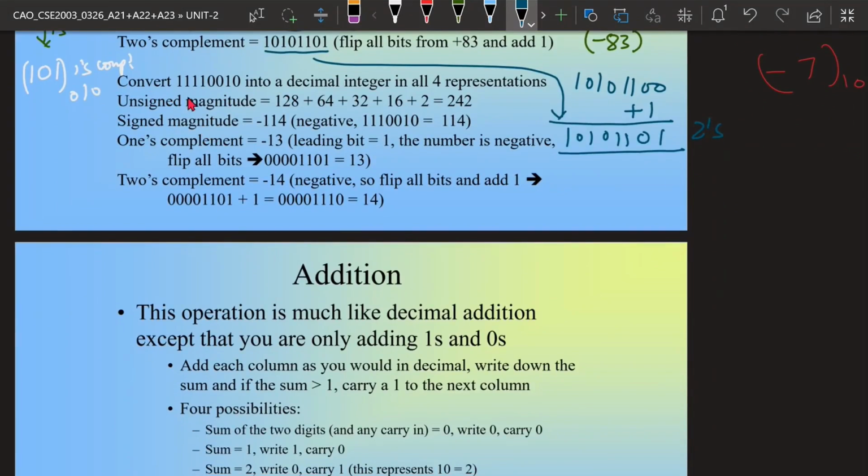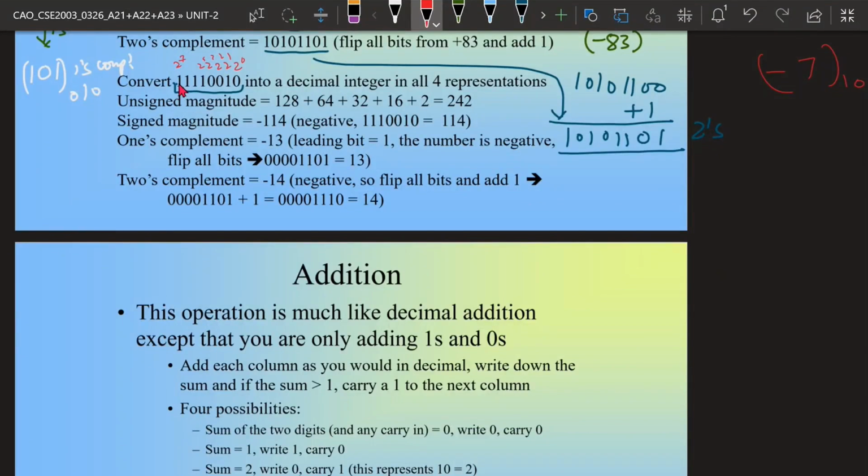Suppose another number is there, like convert this into a decimal integer in all four representations. Four representations means unsigned, signed, ones, and twos complement. So this is the number. We are going to convert it into these four different types. Wherever there is a 1, we will see the weight of each digit. This is 2 to the power 0, 2 to the power 1, 2 to the power 2, 2 to the power 3, 2 to the power 4, similarly up to 2 to the power 7.